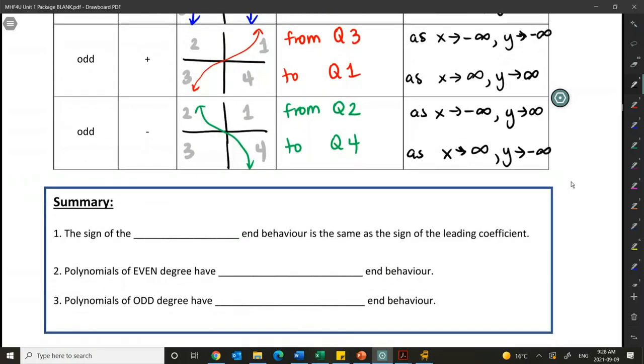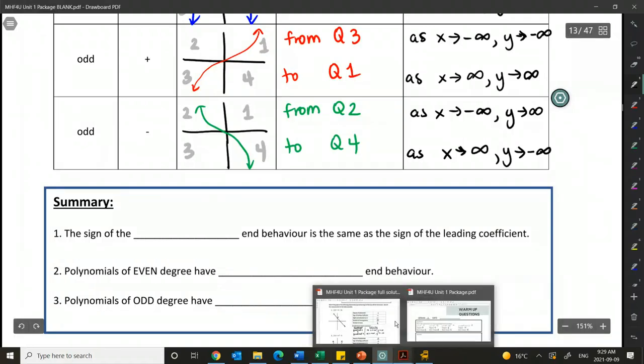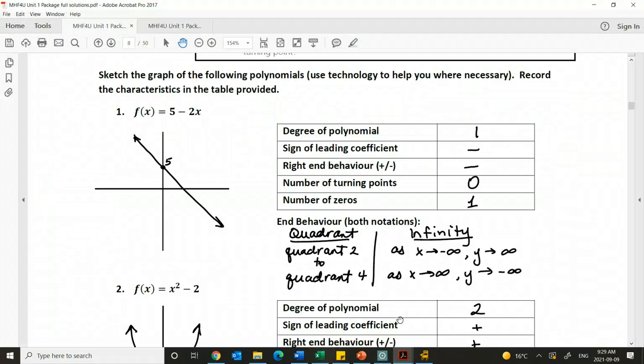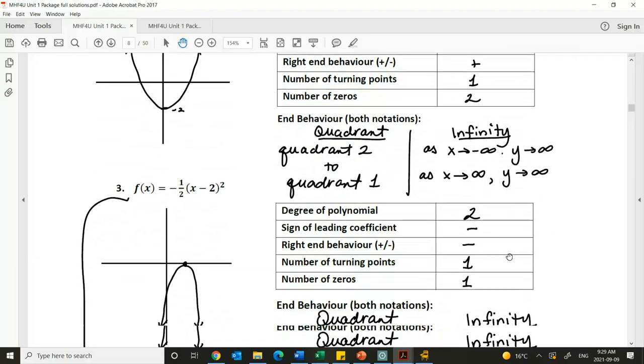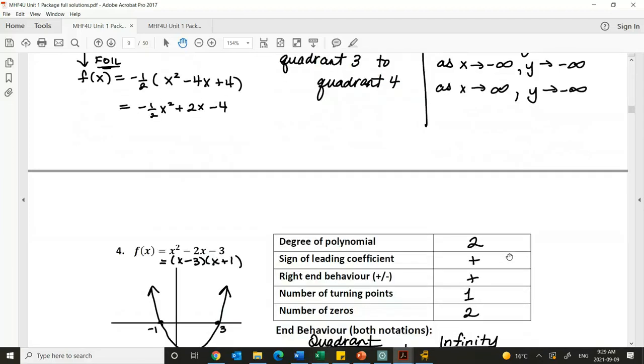Okay, so I want us to notice a couple patterns here as well in this table. The sign of the blank end behavior is the same as the sign of the leading coefficient. So it might help us to look at our homework questions. What do you notice about the sign of the leading coefficient and the other things that we filled in the chart here? What is the same in every single one of these as we look down?